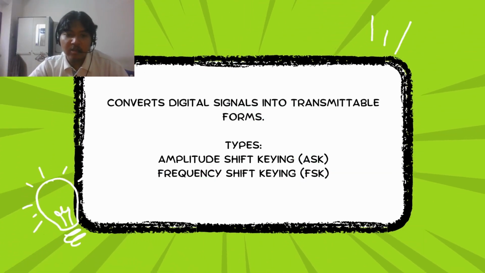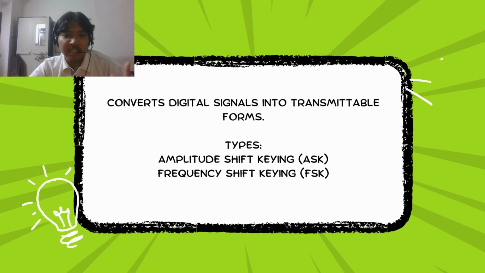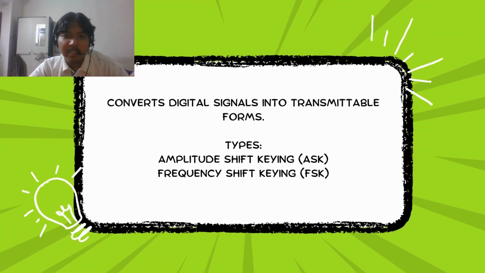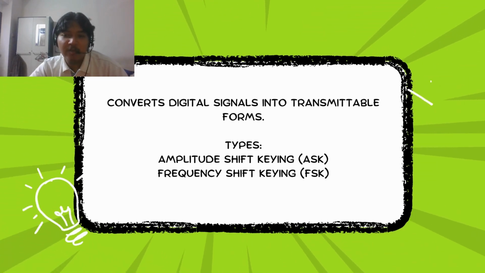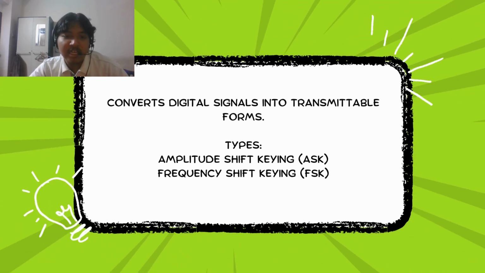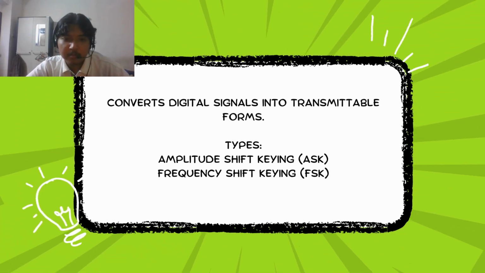So let's look at digital modulation. Digital modulation is different from analog modulation. In digital modulation, the digital signal is converted by modulating the carrier signal with the digital data signal into a transmitter form. In this presentation, we're going to look at the modulation methods of amplitude shift keying (ASK) and frequency shift keying (FSK). Digital modulation has greater accuracy and longer transmission distance than analog modulation.